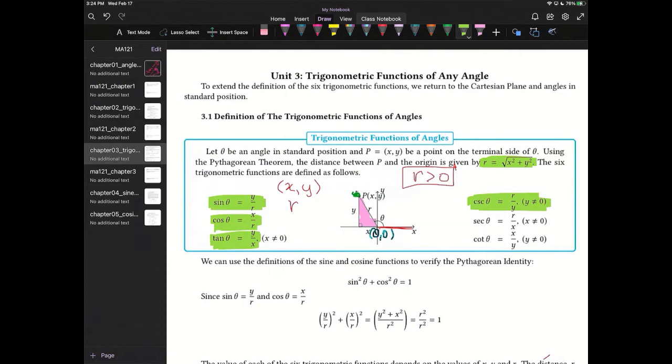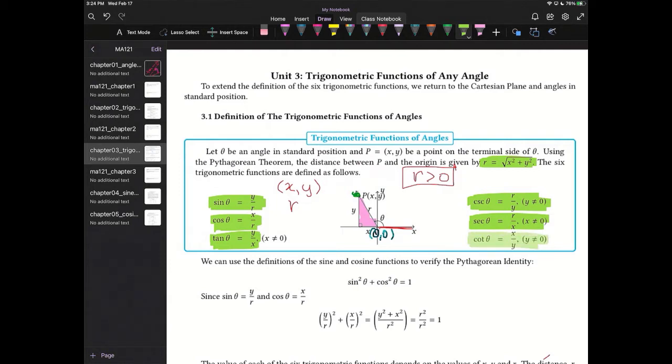When y is 0, you don't have a value, you cannot compute, it's undefined. We also have the secant, which is the reciprocal of cosine. So again, cosine is defined as x over r. So if you flip, take the reciprocal, that is r over x, and that's the secant. And again, that definition of secant works if x is not 0. If x equals 0, then you have undefined secant.